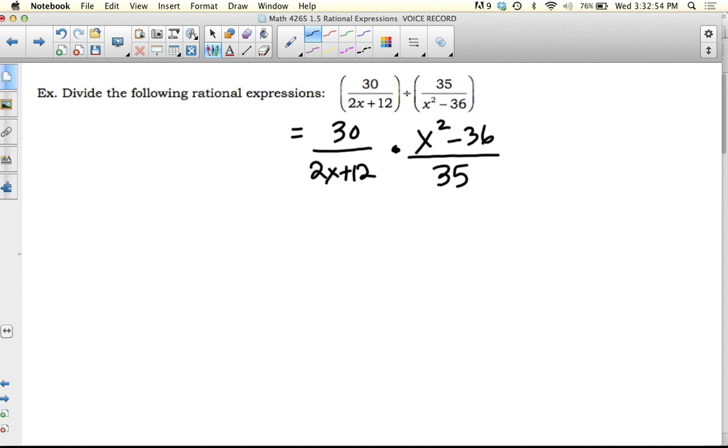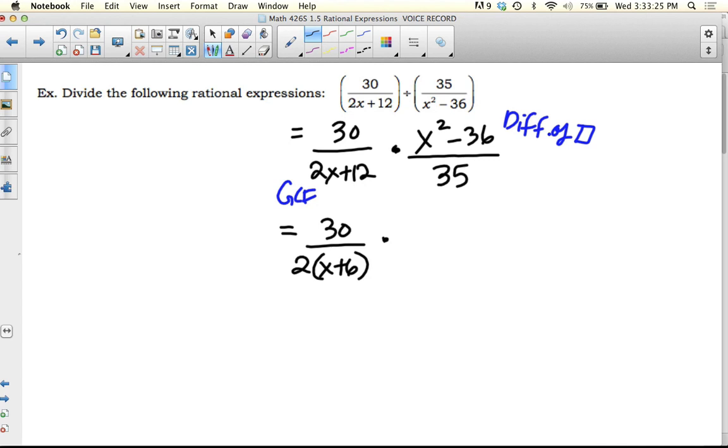Okay? So now, let's identify some factoring. 30, can't factor that. 2x plus 12, that's a GCF that we'll do. x squared minus 36, that's a difference of squares. Okay, so now that we've identified the factoring, let's go and factor. So we have 30 over 2, pull the 2 out, that's the GCF, x plus 6, times the difference of squares, we're going to have x plus 6, x minus 6, all over 35.